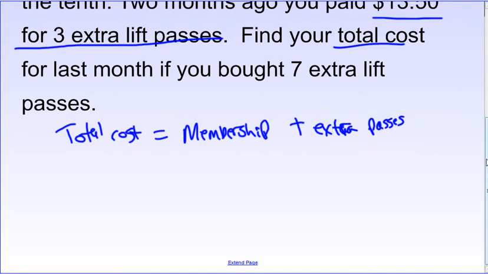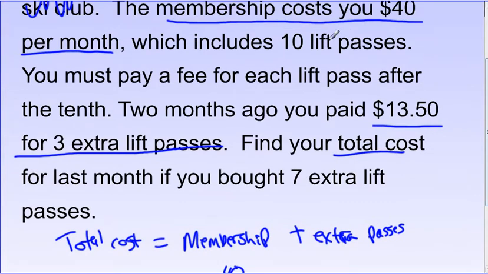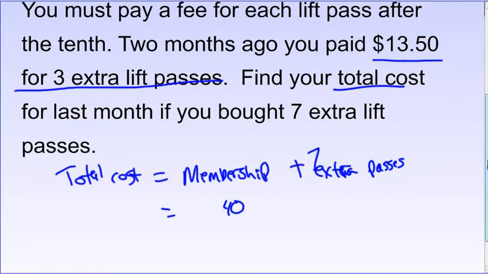Now, we know the membership costs you $40. It says so right there in the problem. Membership costs $40 per month. Got it. Now, we do not know how much 7 extra passes will be. We know how much 3 extra passes are, but we don't know how much 7 extra passes are. So watch what we can do. We can actually use this unit rate stuff to find this.